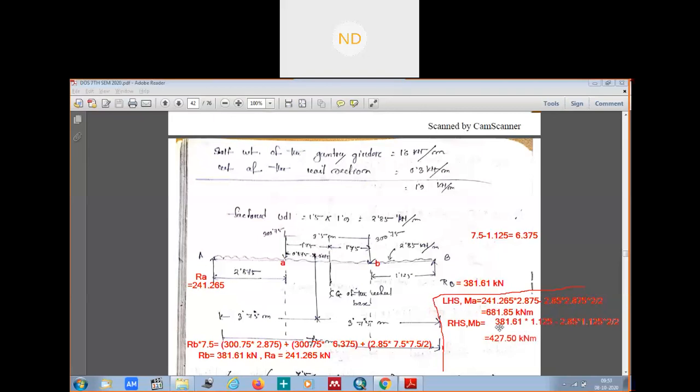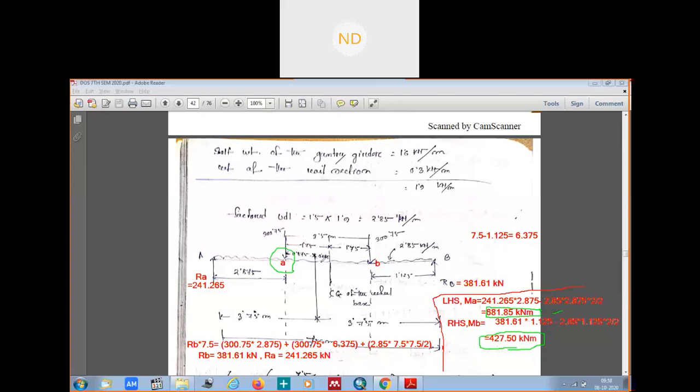Now you see on which wheel you are getting the maximum moment. You are getting it at the moment at A, 681.875, and the moment at B is 427.50 kilonewton meter. So the maximum bending moment, MA, is at point A. That's why we say that when you place your wheels such that the CG of the gantry girder is at an equal distance from the CG of the wheelbase and the nearest wheel, you get the maximum bending moment there.